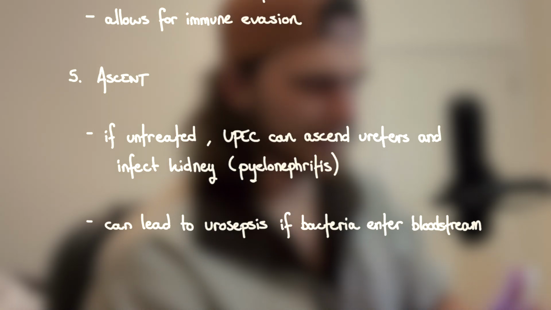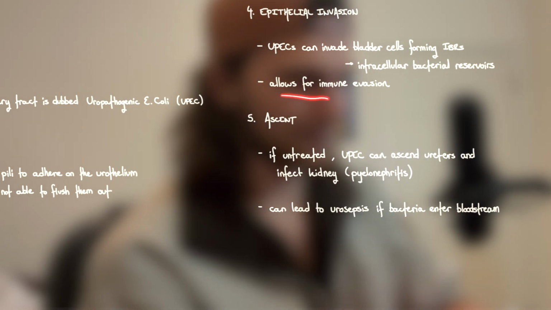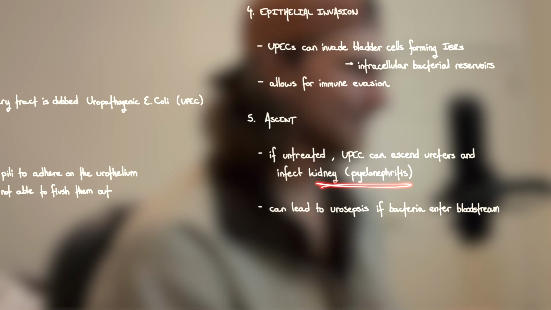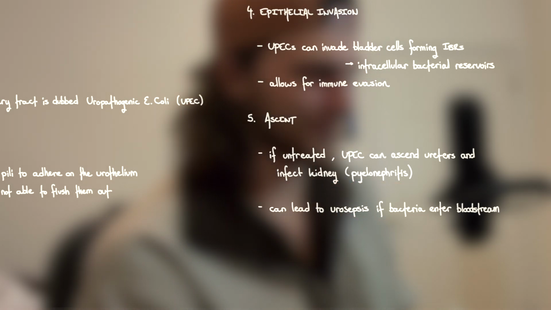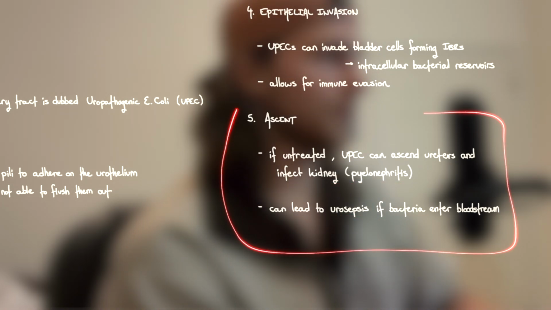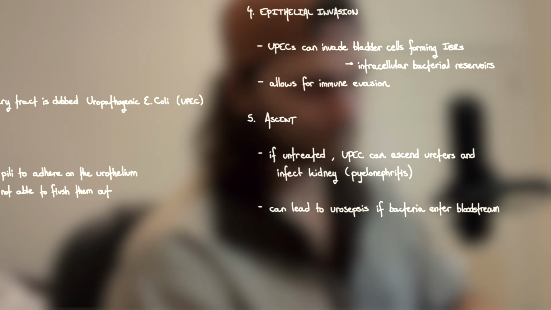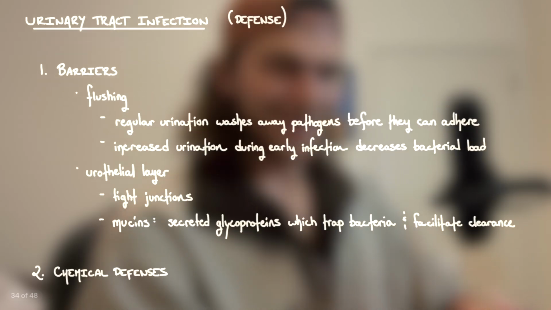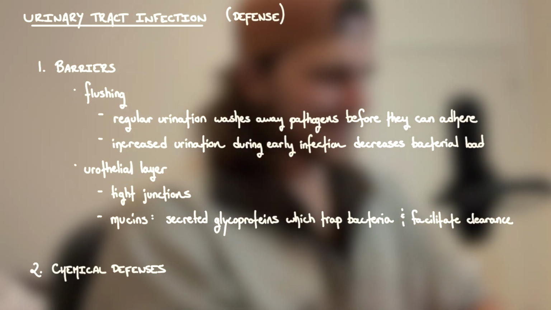Now, I must say, most UTIs do not get to this phase, right? We're not getting kidney inflammation or sepsis on typical UTIs. This is worst case scenario. But just walking you through the physiology, that could happen if very, very untreated. All right, now we can get into the defenses.